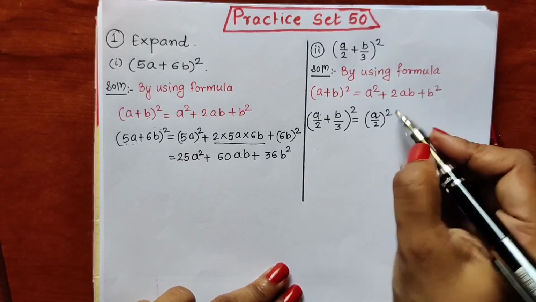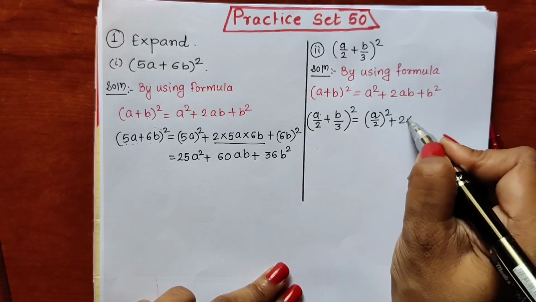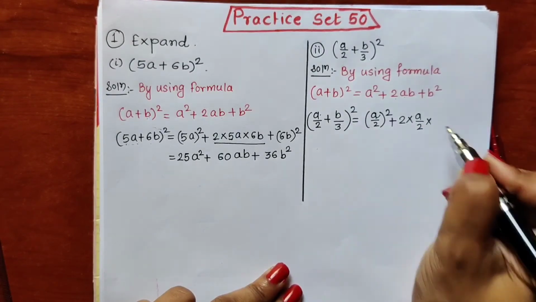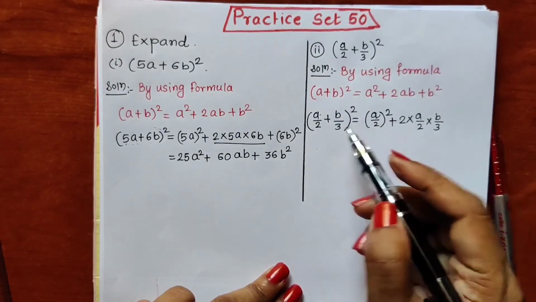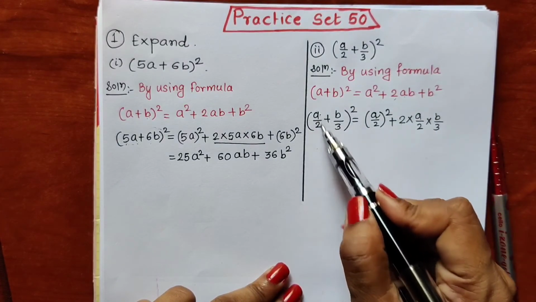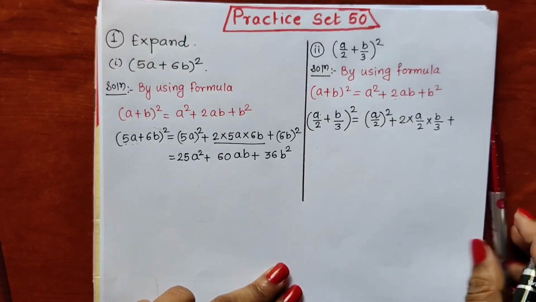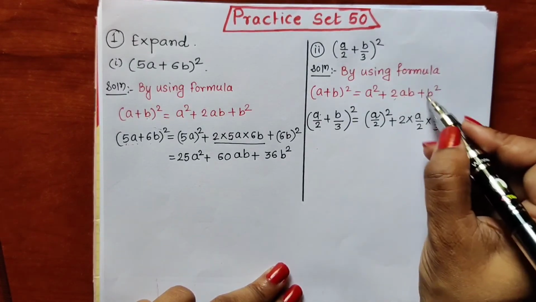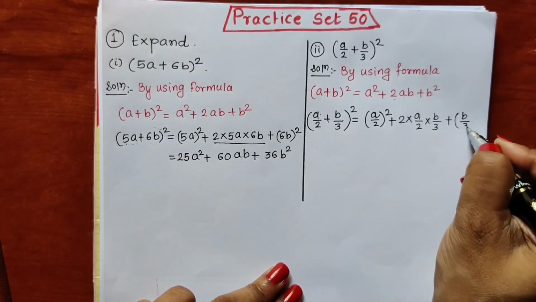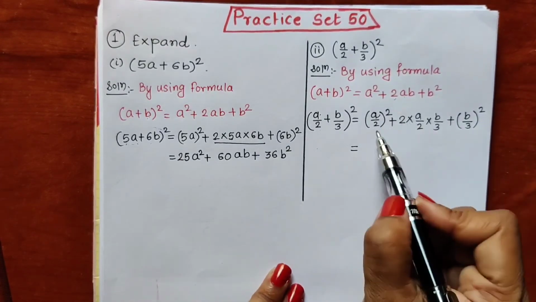So (a upon 2) whole square plus 2 into a into b. That means 2 into first term into second term: first term is a upon 2, second term is b upon 3, plus second term square, second term in the question is b upon 3, so (b upon 3) square. Now we have to solve it.